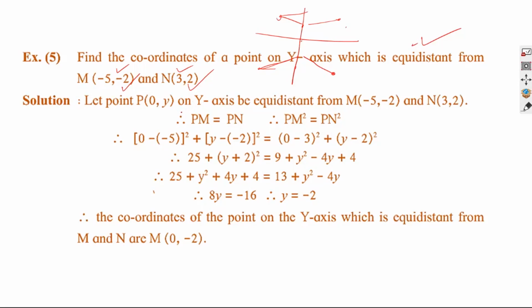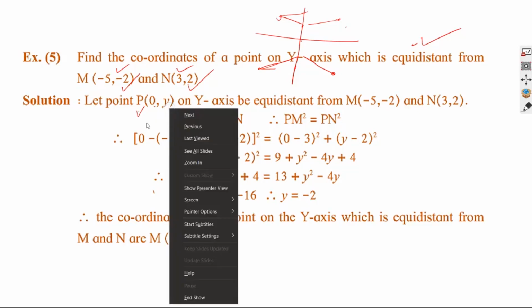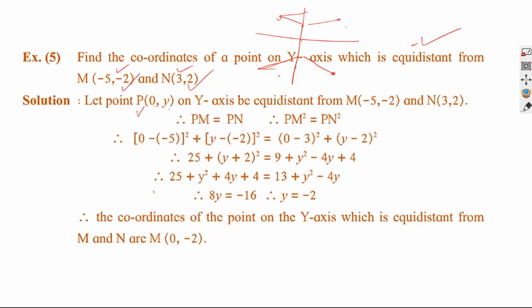So we will consider that the point be P at (0, y), because on the y-axis, the x-coordinate will always be 0. The point is on the y-axis, so you have to put 0 in place of x. That point can be marked as P, and PM, the first one, and PN must be equal. The distance PM and PN should be equal.